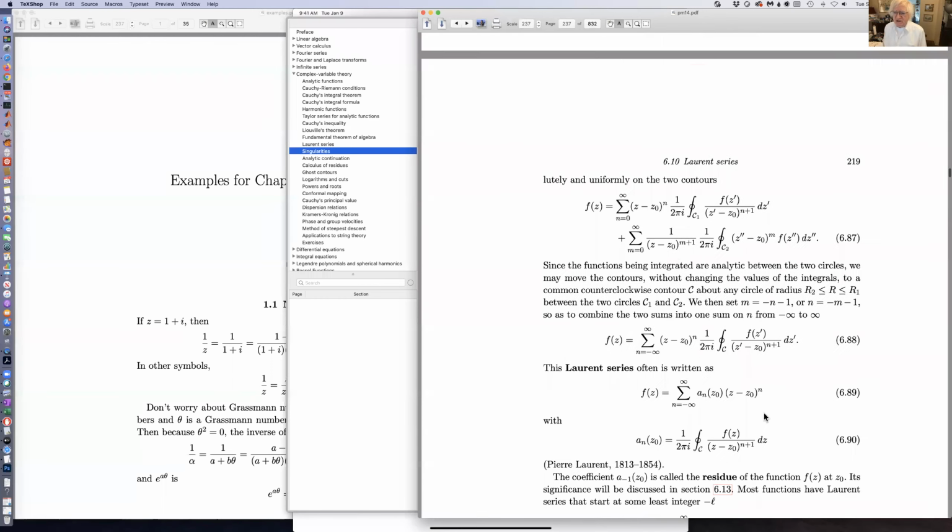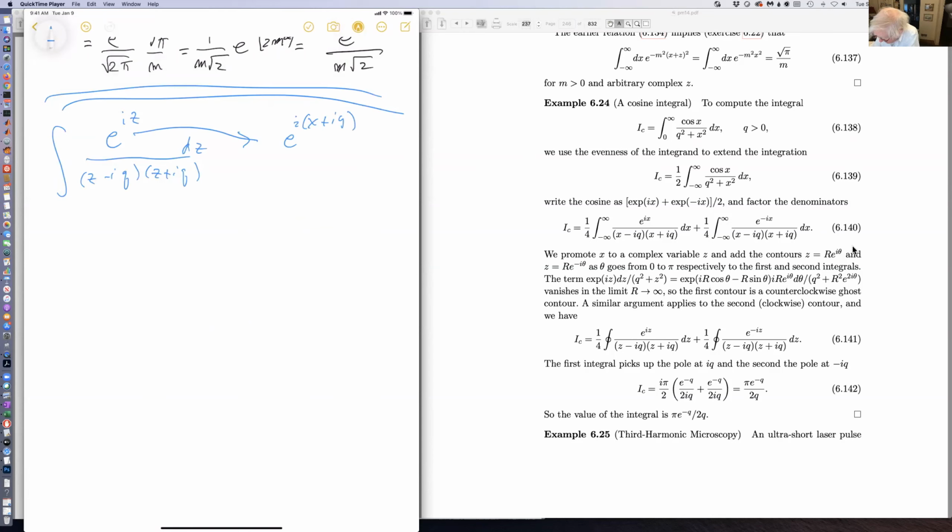Well, suppose we are in the upper half plane. Then the important thing is the exponential. This is e to the i(x plus iy). Now, if we're in the upper half plane, y is positive, and so we have e to the ix times e to the minus y.